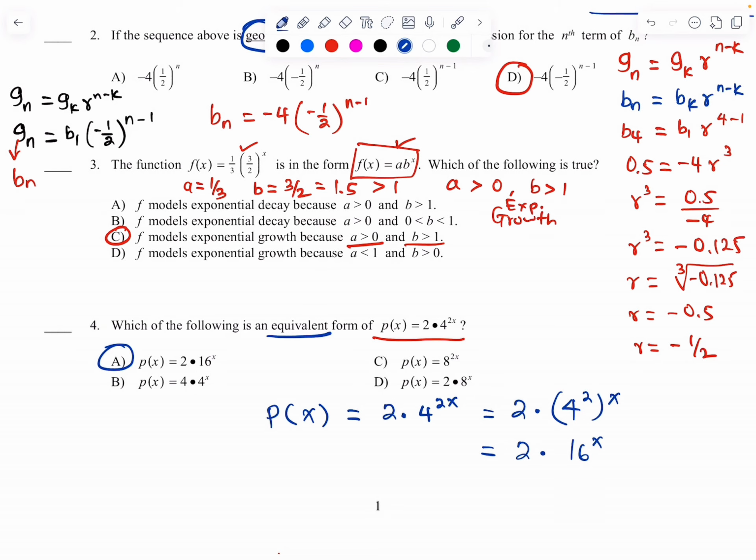Is there another way to do this question? Of course, yes. All you have to do is take a number for x. Maybe take x is equal to 0, or maybe x is equal to 2. I would love to use any number greater than 0. So let's use x is equal to 2. If you put x is equal to 2 right there, you have 2 times 4 to the power of 2 times 2. And then in this case, you have 2 times 4 to the power of 4. And then you simplify this in the calculator and match it up with the option that is going to give you the same thing. You could do that too. Let's move to question 5.